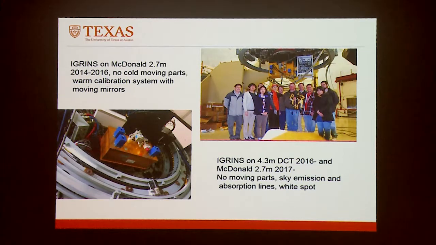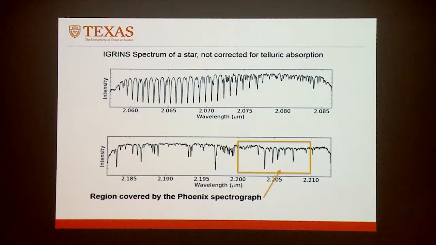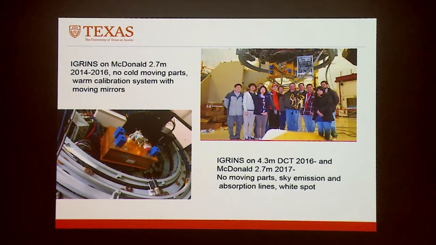Here the instrument is on the 2.7 meter together with the Korea UT and McDonald Observatory team installing it. The instrument's only about a meter across, so it's a very compact instrument. Here it is on the back of the telescope there. Oh, and this instrument now has no moving parts at all.